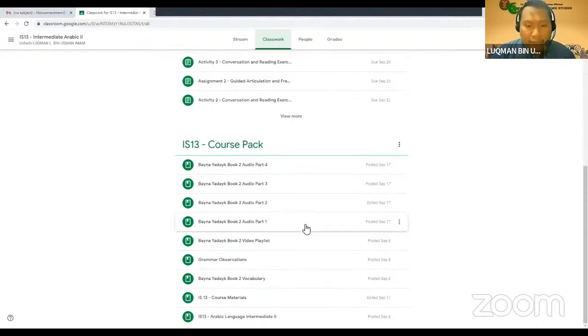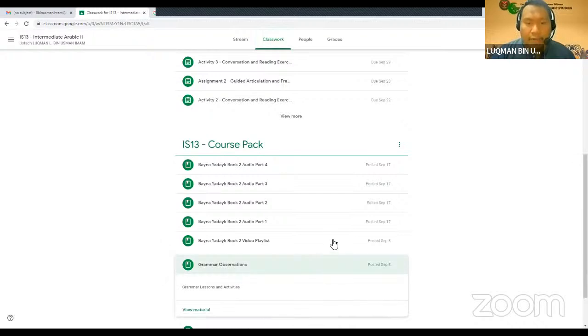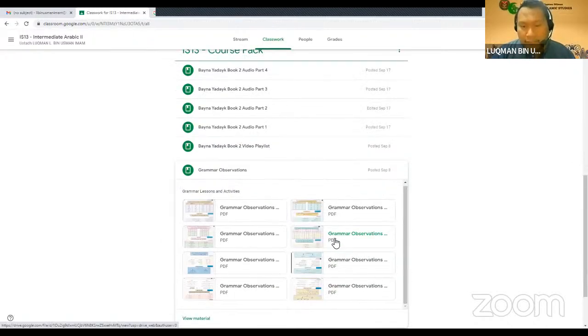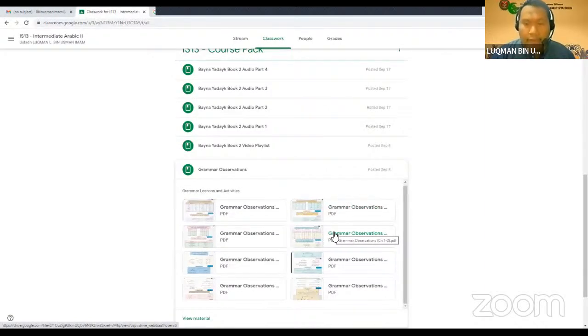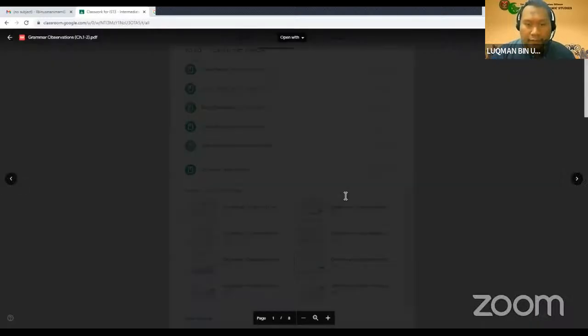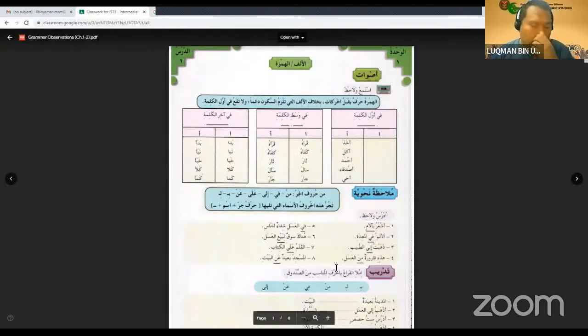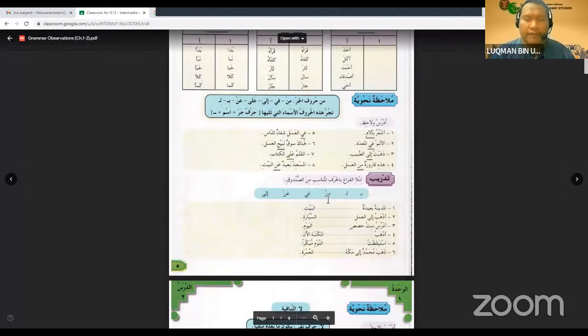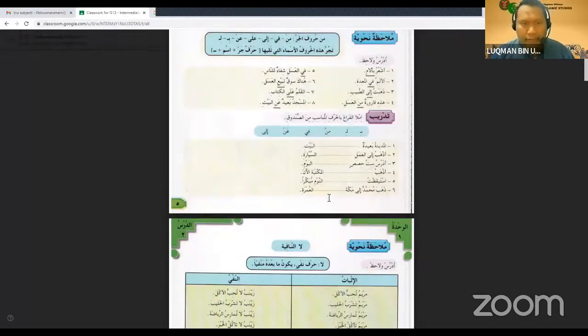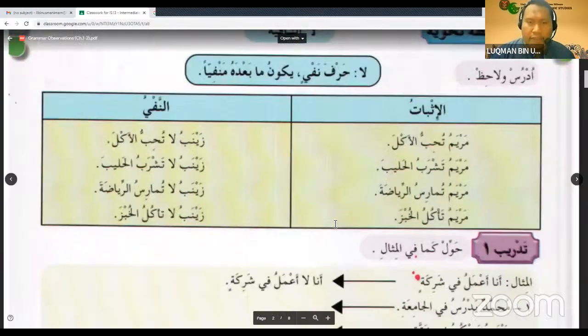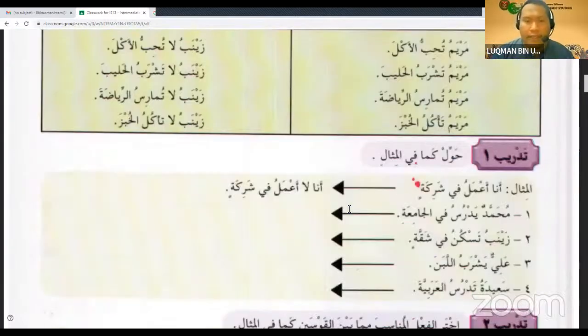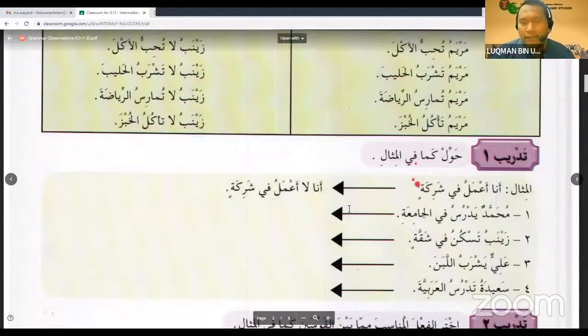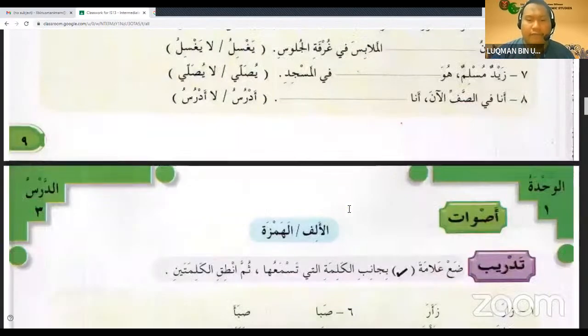For now, we will discuss some grammar observations. We're done with the grammar observations of chapter 1 and 2. Now we will proceed with chapter 3 and 4. As a quick recap of all the grammar rules that we have already discussed, first are the prepositions. We have discussed the function of preposition and its effect to the prepositional object, jar wa majrur. Then we have also discussed the negative la, la nafiya, which makes affirmative sentences negative.